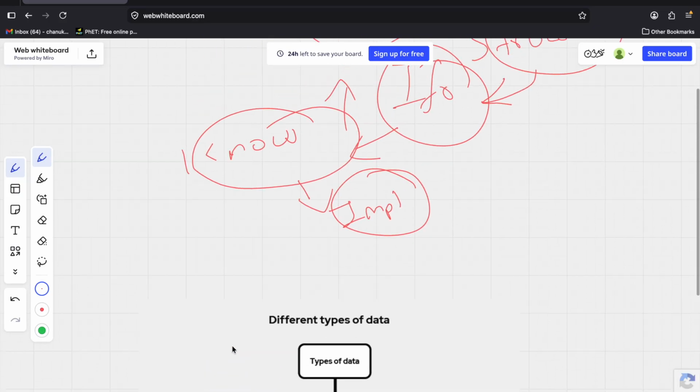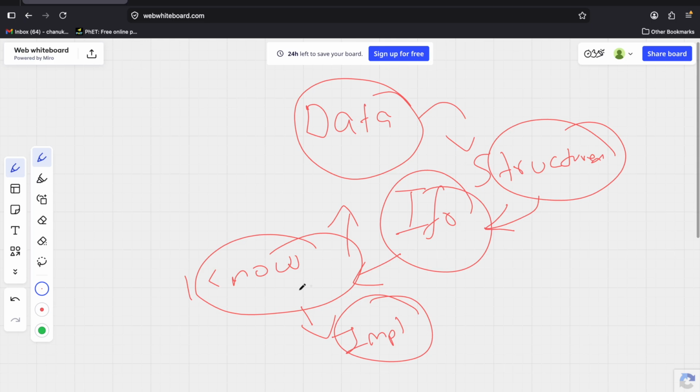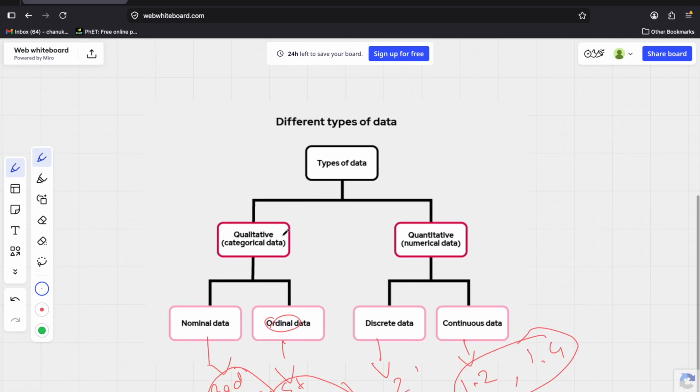This is the whole information that you should know about data, information, knowledge, different types of data, everything, guys.